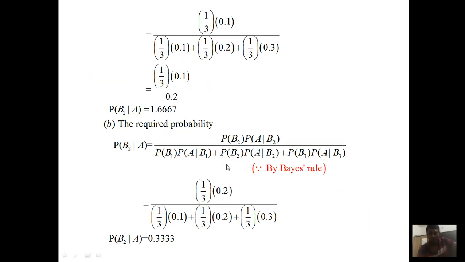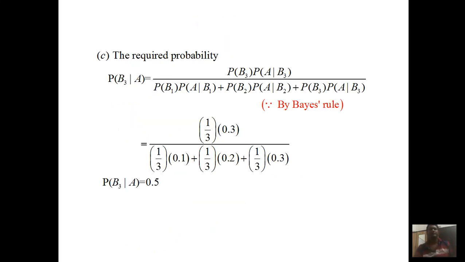So the numerator is 1/3 into 0.2, the denominator is as it is, and after simplifying this we get the probability of B2 given A as 0.333. That is, when a defective joint is selected and it comes from the second box, its probability is approximately 0.3.